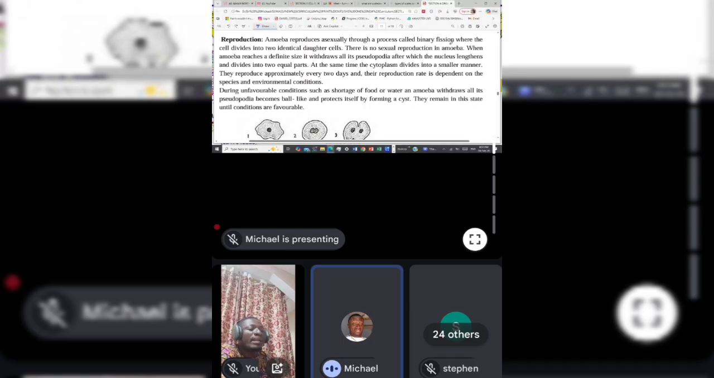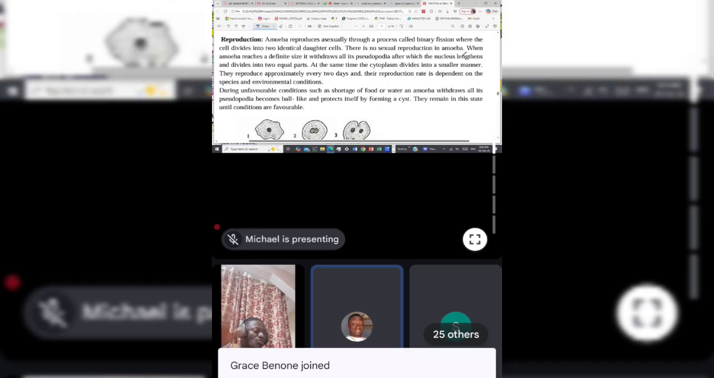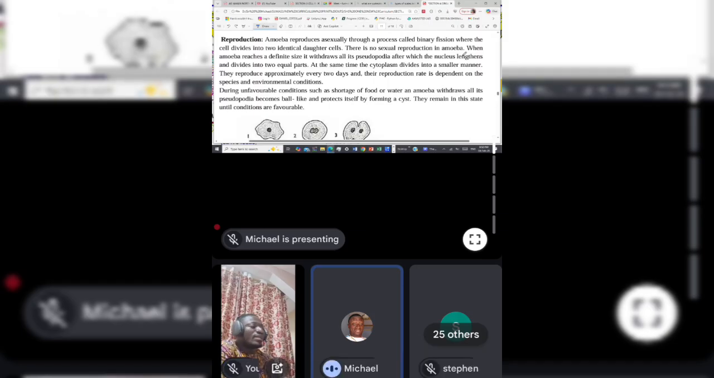When the amoeba reaches a definite size, as I explained, it withdraws all the pseudopodia, the nucleus lengthens and it will divide. Why are we dividing the nucleus? Because the nucleus is a critical part. It's like the CPU, the motherboard of the cell. It controls everything. So once you have a nucleus, you have life. You can just do anything on your own. So the nucleus will first divide into equal parts and move to different sides. Now the cytoplasm will divide into smaller parts.